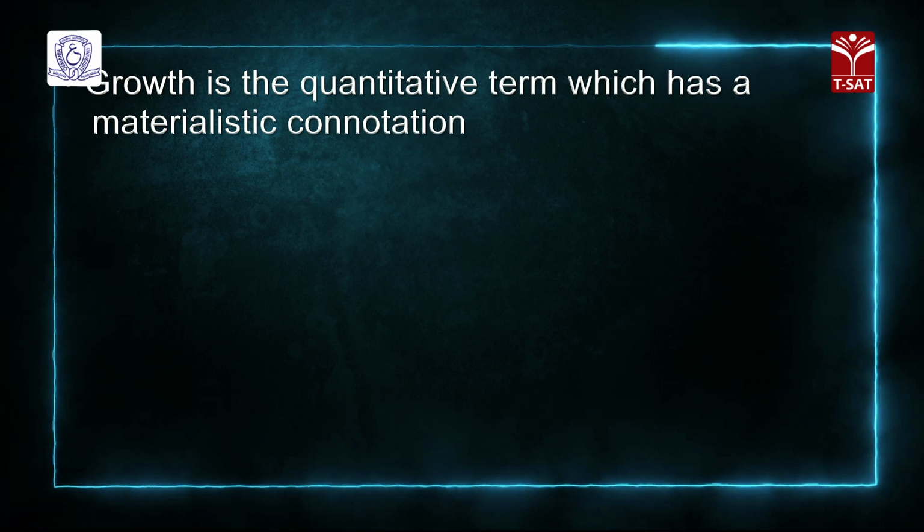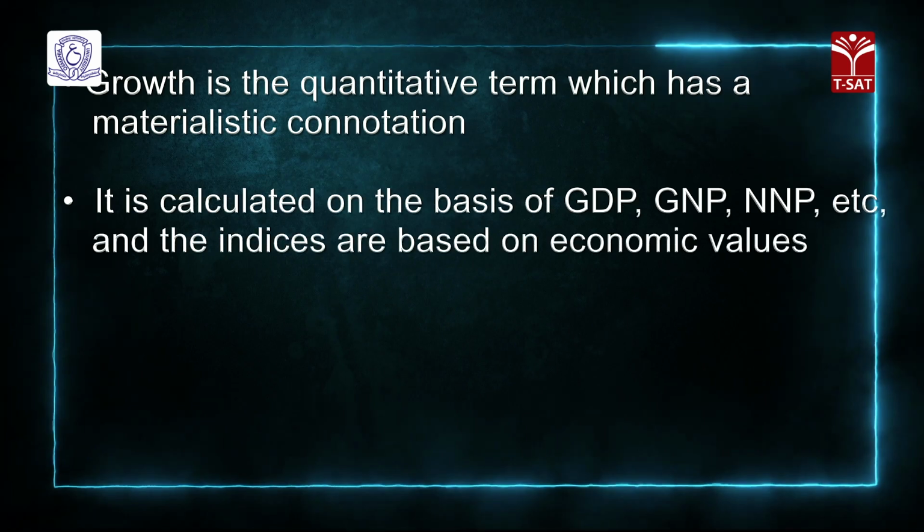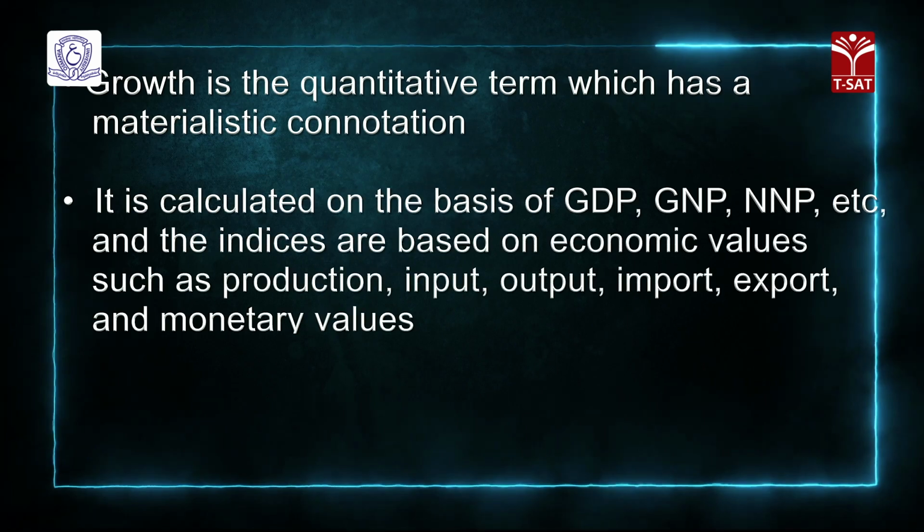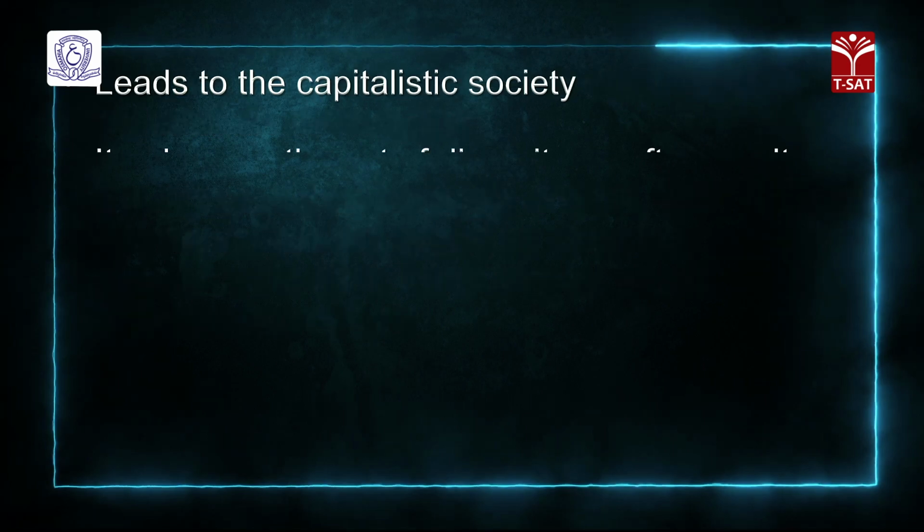Growth is a quantitative term which has materialistic connotations, whereas it is calculated on the basis of GDP, GNP, NNP, etc., and the indices are based on economic values such as production, inputs, output, import, export, and monetary values. It leads to a capitalist society.